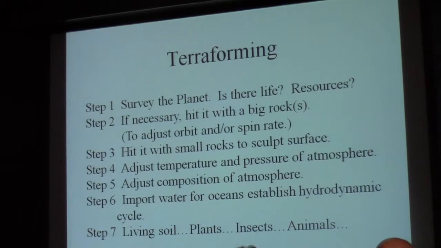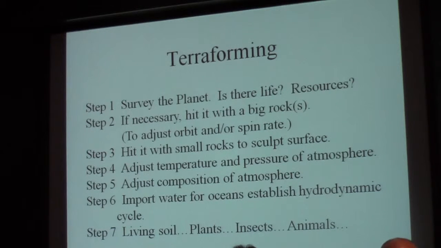Terraforming in seven simple steps. First, you would want to survey the planet. Is there life there? Is there something else there that you need to know about? What kind of resources does it have? And step two, if necessary, hit it with a big rock, in order to adjust its orbit and its spin rate.